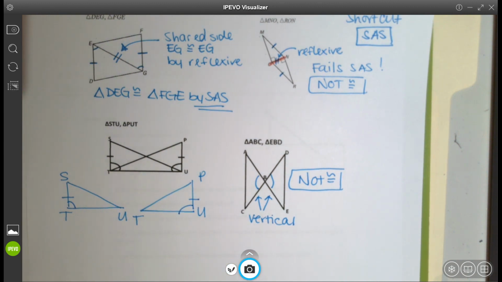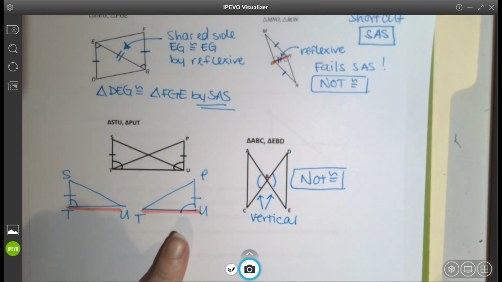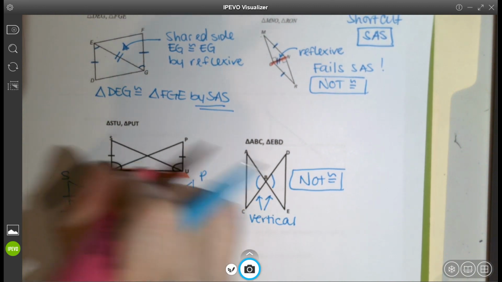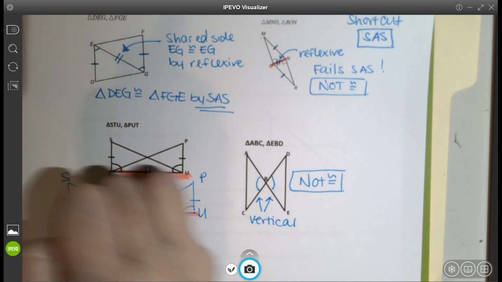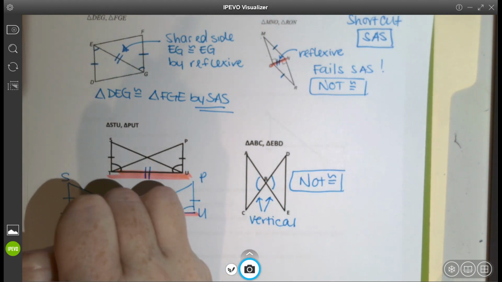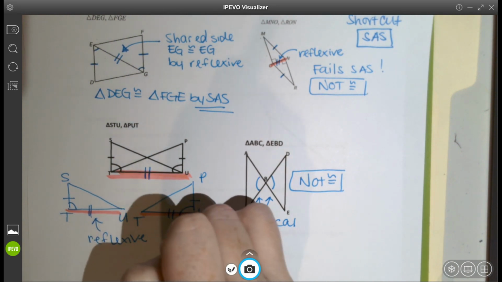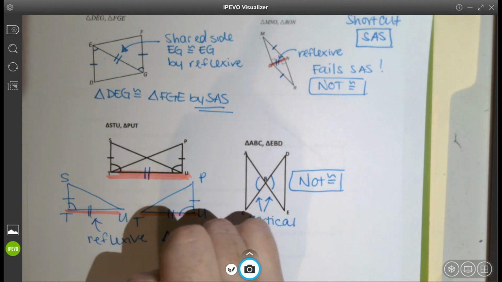All right. Is there anything I can add? So this one's a little tricky. And the answer is yes, I can add something here. I'm going to highlight it on the sketched out picture and the original diagram. I hope you can see they both have TU. TU is the same length in both triangles. It is a shared side. So I can put those two tick marks there. And we can say that is by reflexive. So triangle STU is congruent to triangle PUT by SAS.